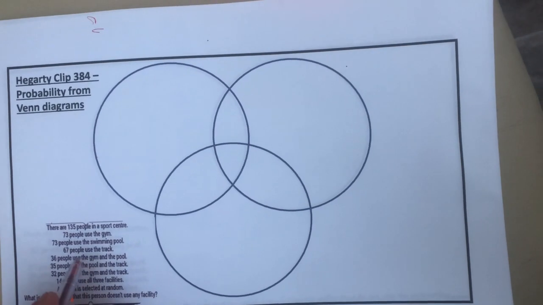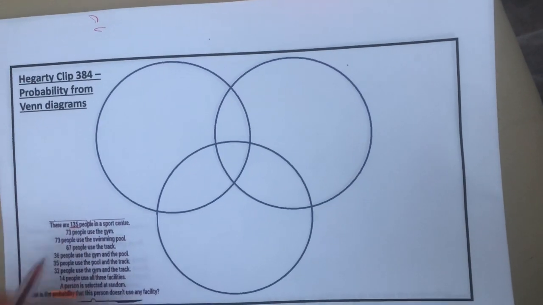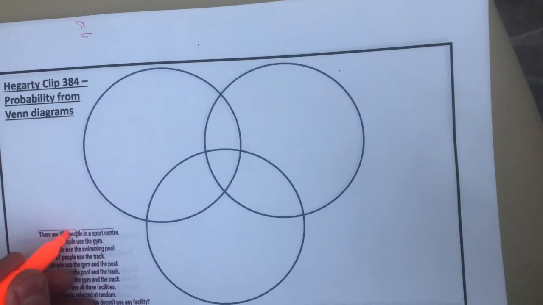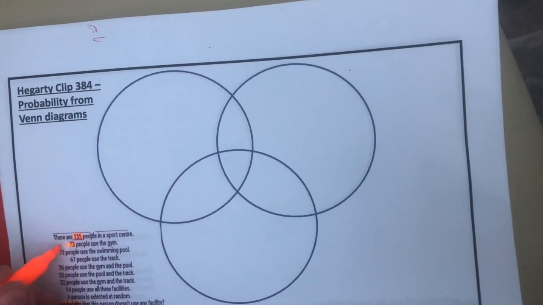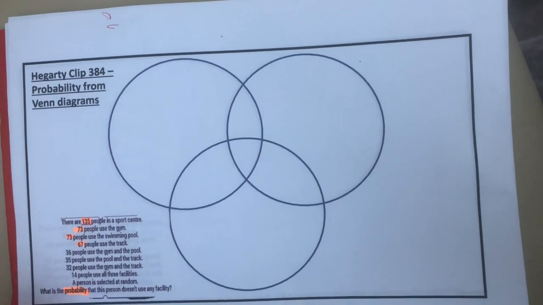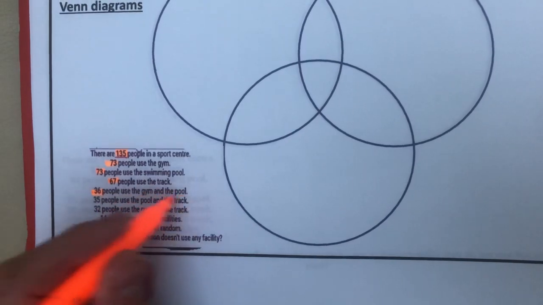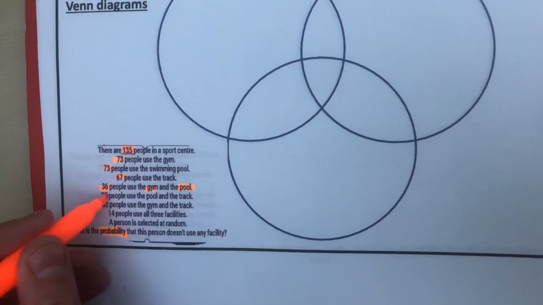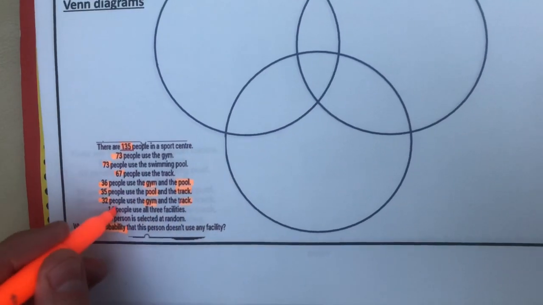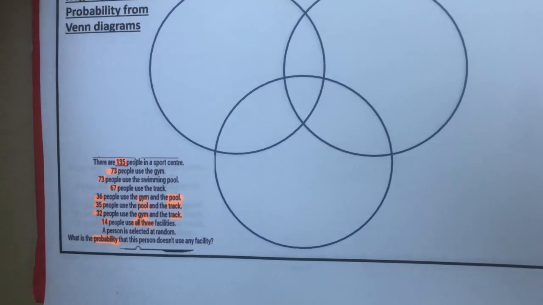In the set of information that's at the side, you've got a total of 135 people. You've got 73 people using the gym, 73 using a swimming pool, 67 using the track, but then 36 gym and pool, 35 pool and track, 32 gym and track, 14 all 3. So that's the one we're going to start with, the all 3.